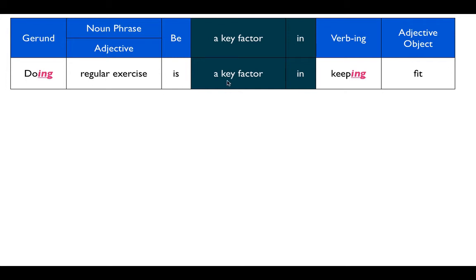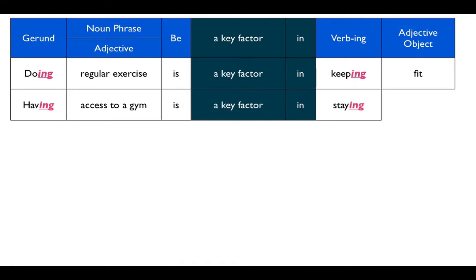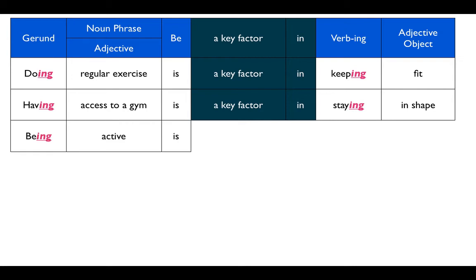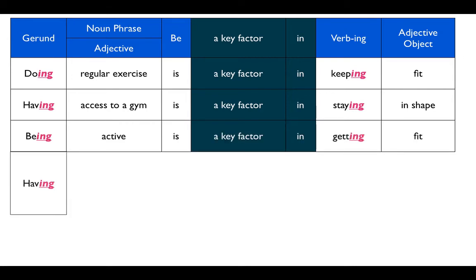So doing regular exercise is a key factor in keeping fit. Having access to a gym is a key factor in staying in shape. So keeping fit and staying in shape, two nice synonym phrases there of when you are healthy and you want to stay healthy. Then being active is a key factor in getting fit.